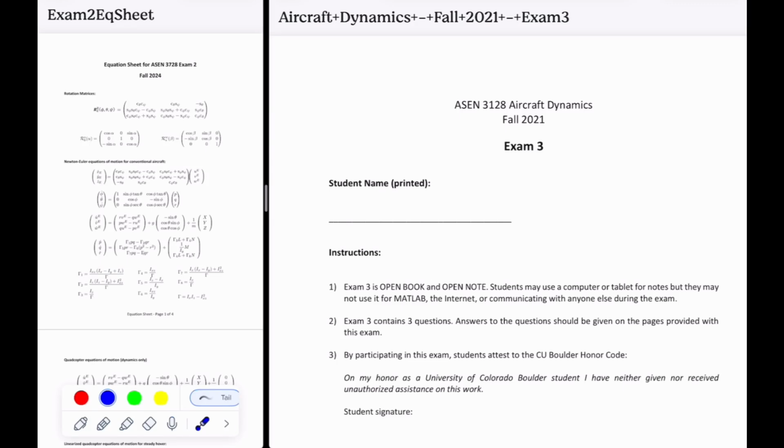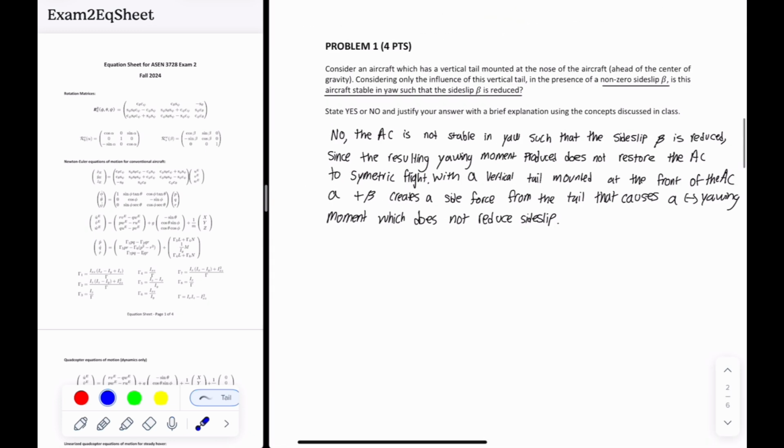Okay, so now I'm going to be doing the fall 2021 exam 3. This exam, however, even though longitudinal stability is on exam 2 this year, there are a lot of longitudinal stability questions on this exam. So, problem 1.